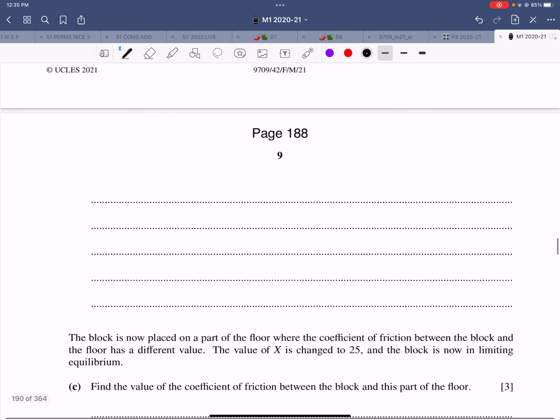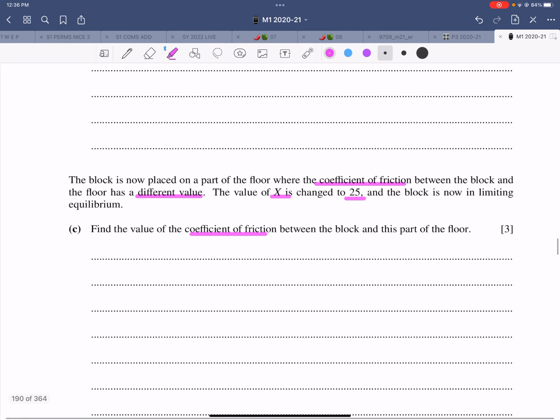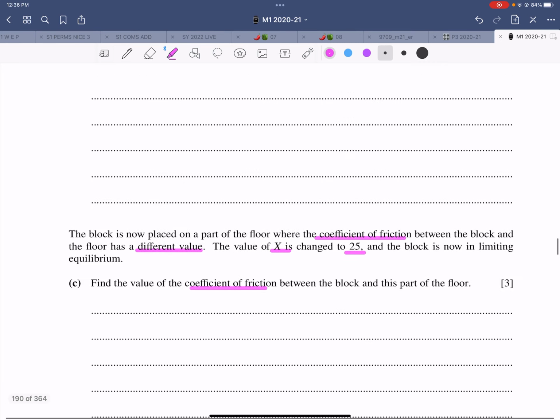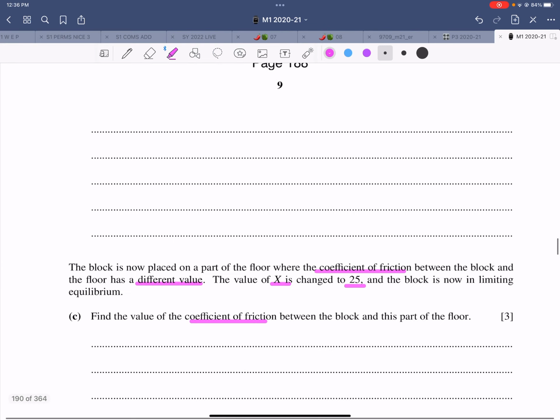Now let's move on. The block is now placed on a floor where the coefficient of friction has a different value. So first of all, now it has a different value. That's the coefficient of friction, and that is actually what they're asking for. The value of x is changed to 25 and the block is now in limiting equilibrium. Find the value of the coefficient of friction between the block and this part of the floor. Now the question is, is the angle still the same?